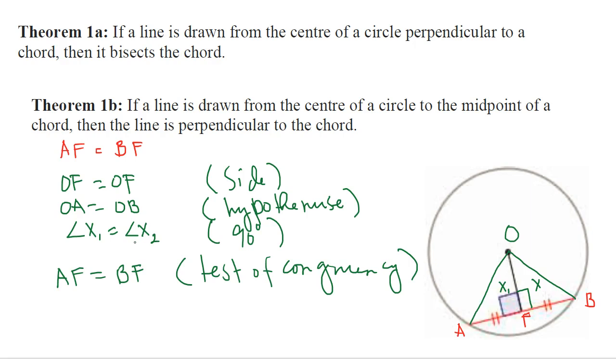The other way around, Theorem A1B: if a line is drawn from the center of a circle to the midpoint of a chord, then the line is perpendicular to the chord. Now we have a midpoint there, and a midpoint always gives us the idea that AF, or a line, is divided into two equal parts.